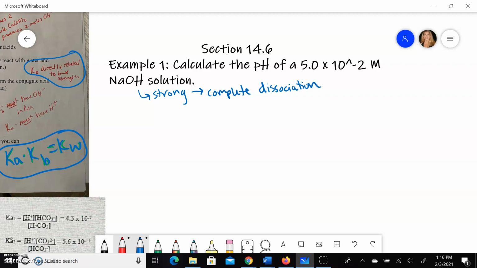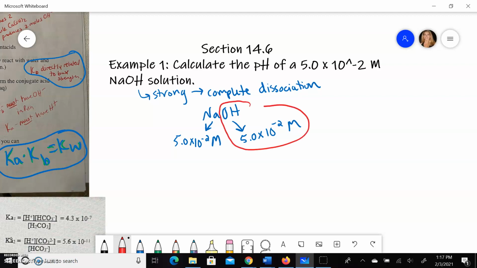And we also know that it's a 1-to-1 molar ratio. So as the sodium hydroxide breaks up, it's going to break into sodium and hydroxide. They're both going to have a concentration of 5 times 10 to the negative 2, because it's a 1-to-1 mole ratio. And because we have the concentration of hydroxide already, we can just use this to get the pH.